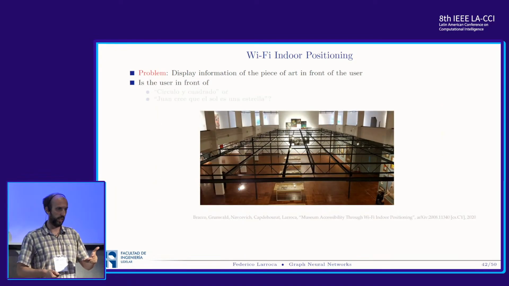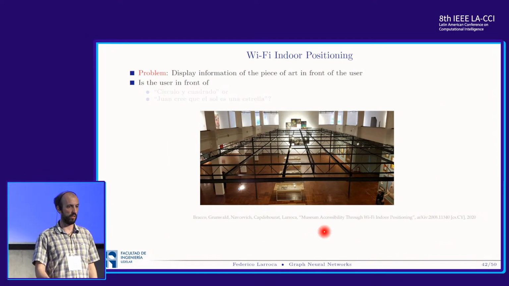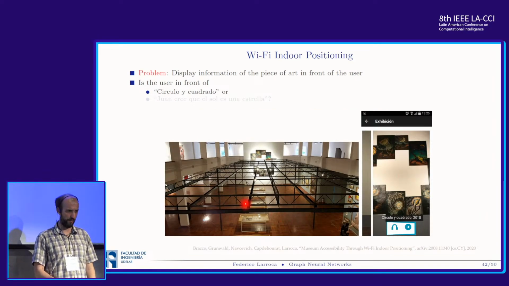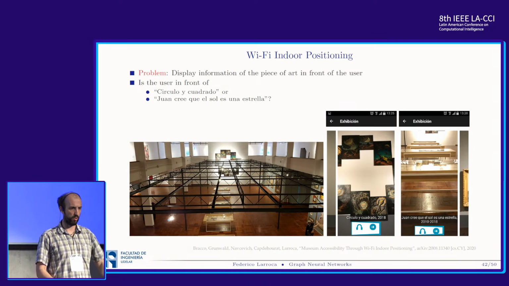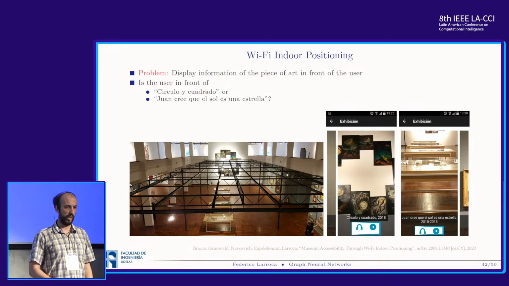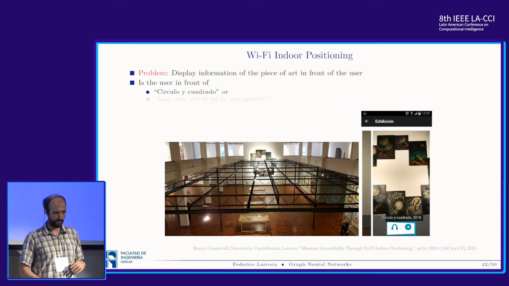So the problem was, is the user, in this case, this is a photo of the exposition at that time, near Círculo y Cuadrado, and that's this part, this exposition by Cunha, a Uruguayan painter, or is he near Juan cree que el sol es una estrella, and that's these tables here. So that was the question. Naturally, a GPS won't work there. We're talking about a couple of meters or some meters apart. It's indoor, so GPS won't work there.